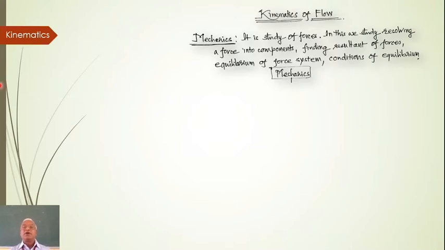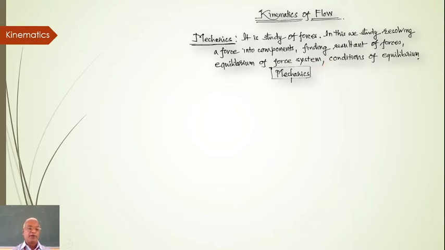What is kinematics? It is a branch of mechanics. So what is mechanics? It is nothing but study of forces. In this we studied resolving a force into components, finding a resultant of forces, equilibrium of force system, conditions of equilibrium like sigma Fx equal to 0, Fy equal to 0, and so on. So that is what is studied in mechanics, in the sense part of your introduction to civil engineering, elements of civil engineering. In that you have studied in length this particular part.